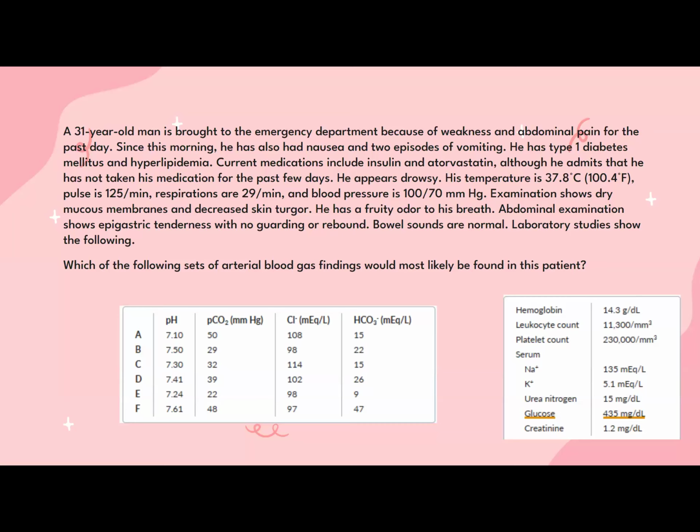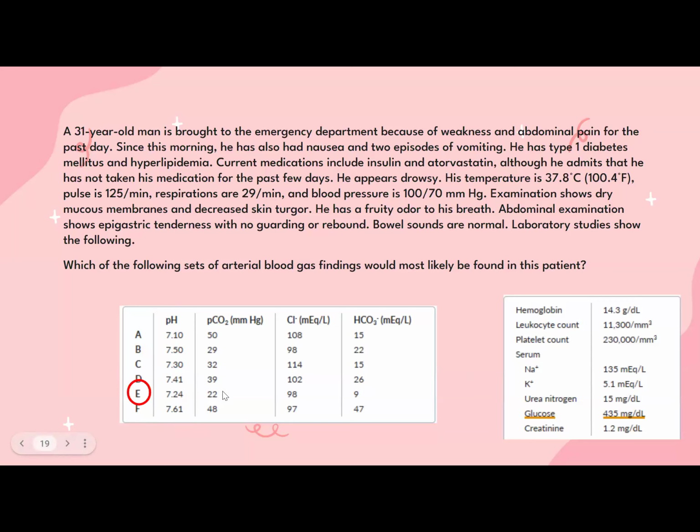And what is MUDPILES? High anion gap metabolic acidosis. So which one of these options is that? It's definitely not F, that is alkalosis, definitely not B, that's alkalosis as well, definitely not D. So let's look at the answer, and the answer is E. So 7.24, that goes with the pH, that goes with the metabolic acidosis picture.